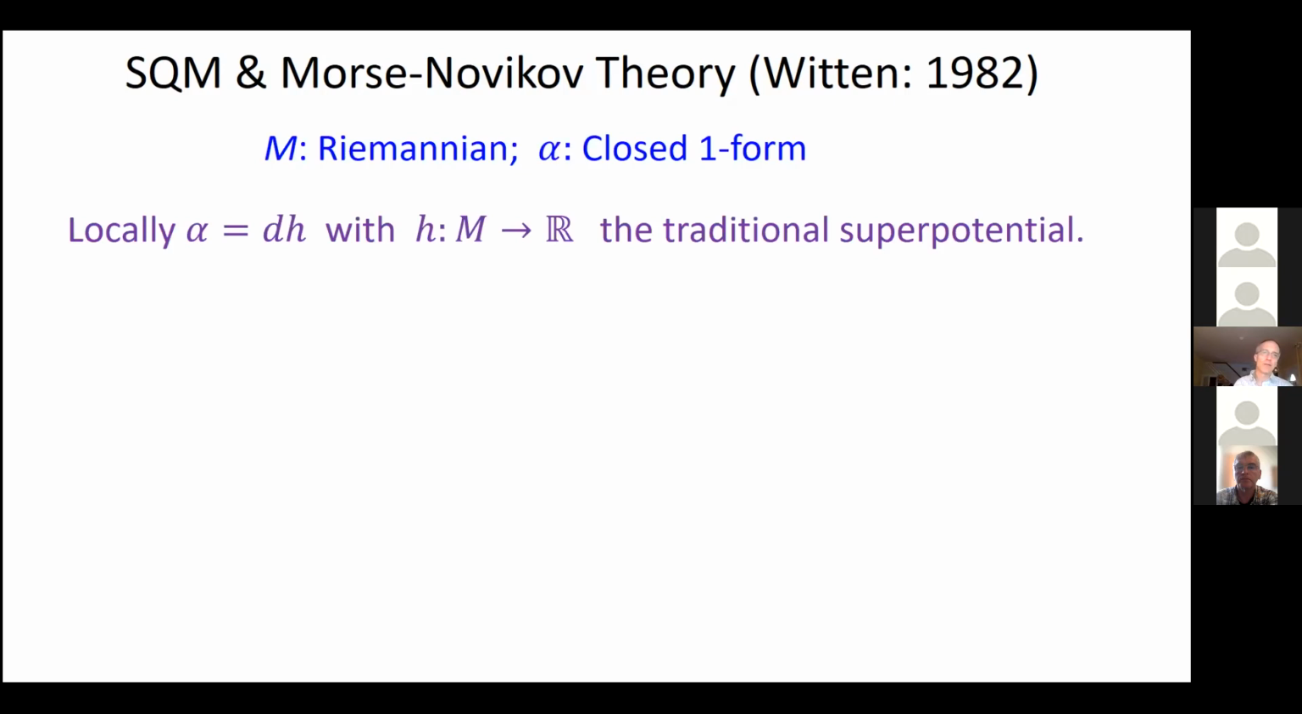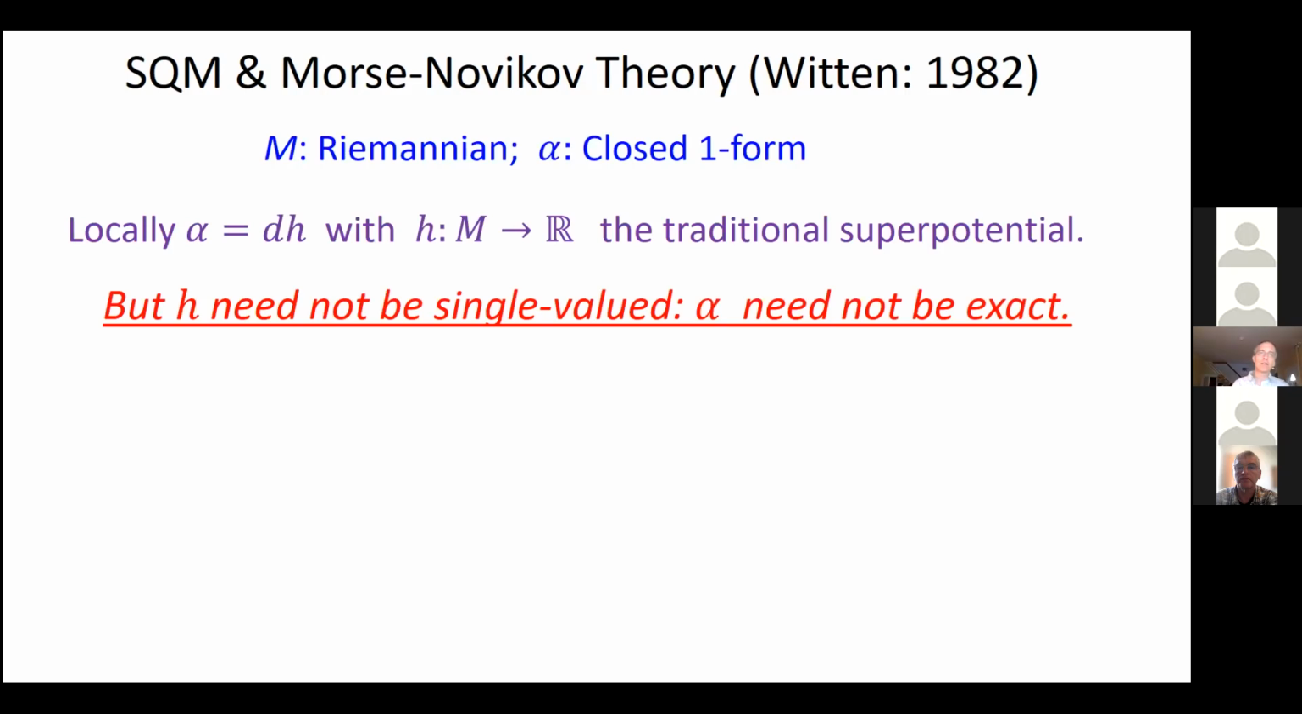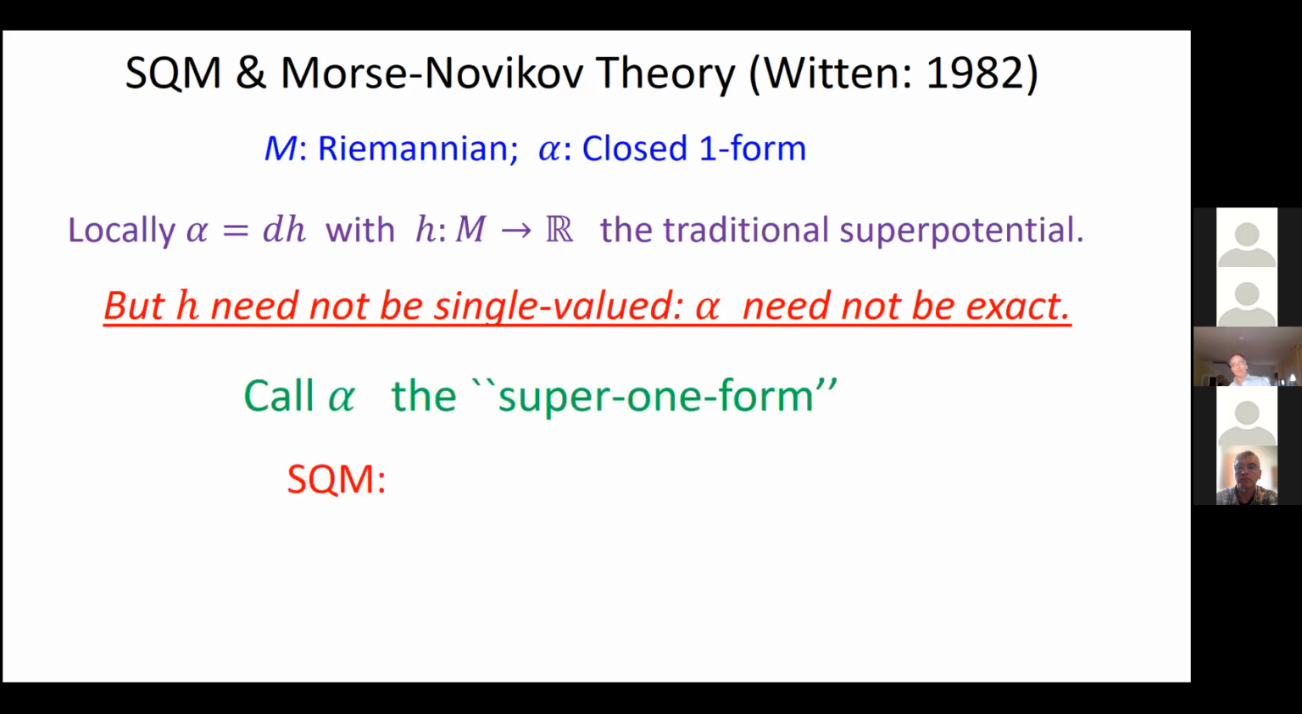Traditionally, in supersymmetric quantum mechanics, they say you start with the data of a Riemannian manifold and a real-valued superpotential. But in fact, all you need is a closed one-form, and h need not be single-valued so long as alpha is single-valued. In other words, alpha need not be exact. It does need to be single-valued, but it need not be exact, and that's quite important for what we're doing today. I'll call alpha the super one-form.